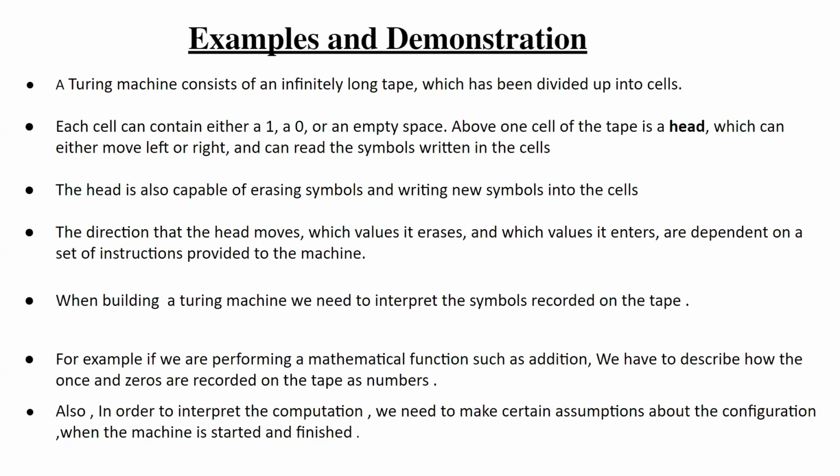So for the Turing machine to function, we have to interpret the symbols recorded on the tape. So let's say if we are performing a certain mathematical function, we need to describe how ones and zeros are interpreted on the tape in terms of numbers. Sometimes there are certain instances where we need to come up with assumptions with regard to the configuration of the tape to carry out the interpretation. Now I will take you through a small demonstration on how certain functions are carried out in this concept.